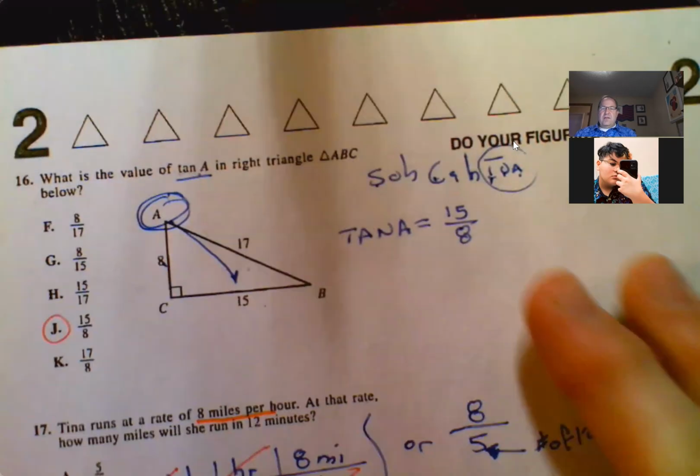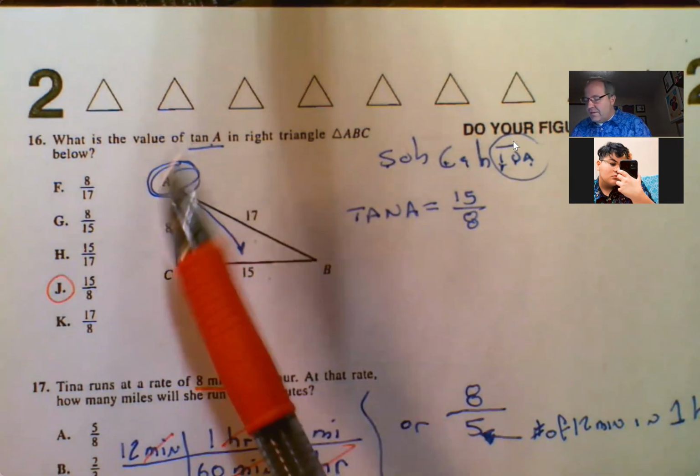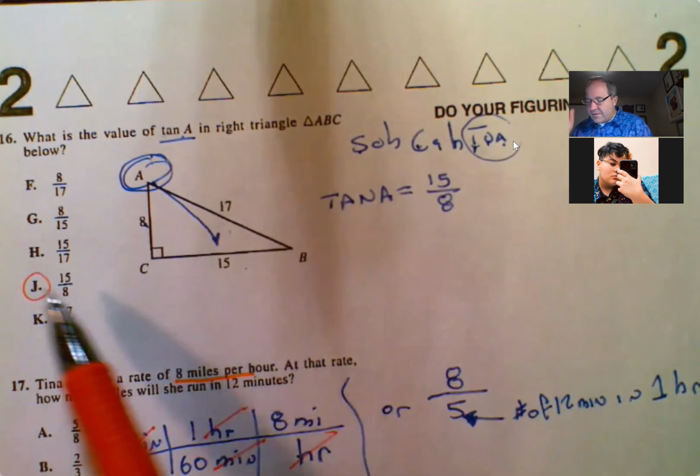Backside, number 16. Hang on a second. So the backside, we're dealing with trigonometry, so it's tangents. So I wrote down SOHCAHTOA, and we're trying to find the tangent of angle A. Well, opposite over adjacent, right? 15 over 8. There it is.